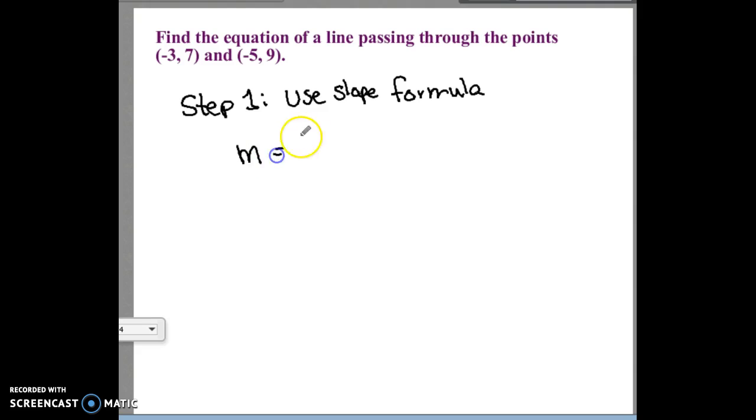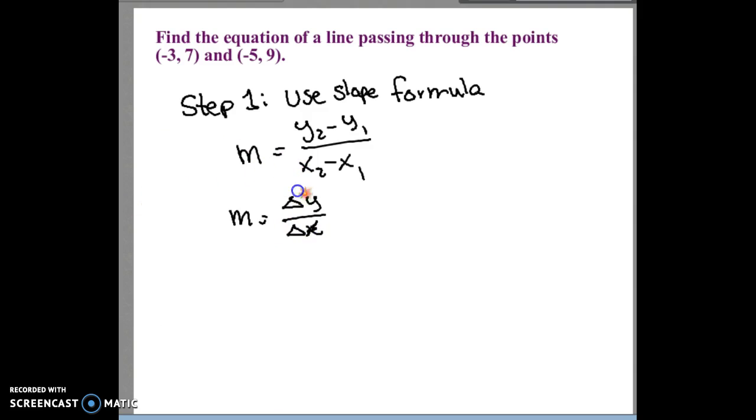The slope formula tells us the slope is the difference in the y components divided by the difference in the x components, otherwise known as y2 minus y1 over x2 minus x1. You find the difference between two values by subtracting them. Sometimes you see this as delta y over delta x. This just means change in y over change in x. Again, you're just finding the difference between the two of them.